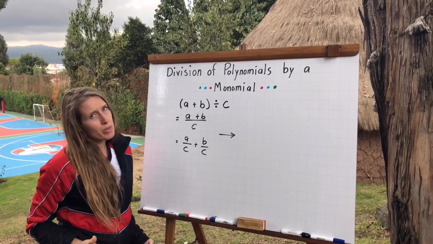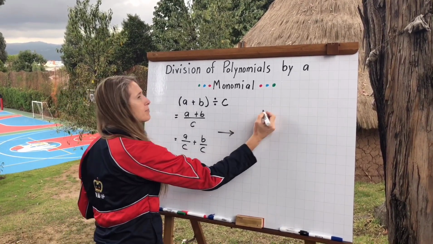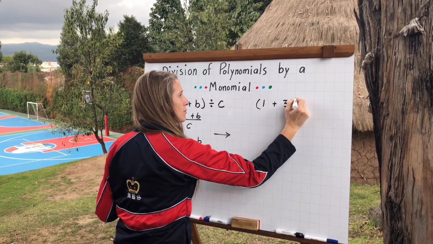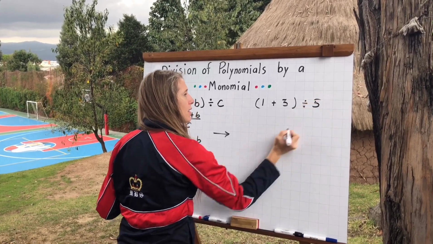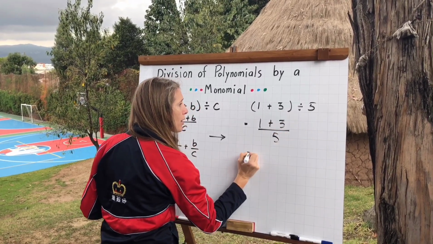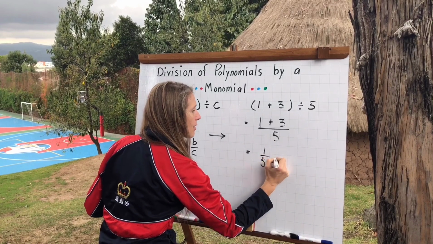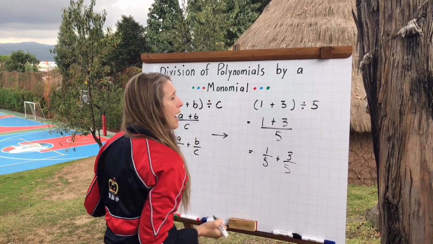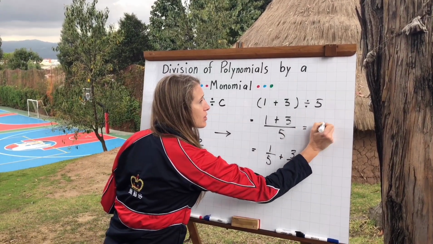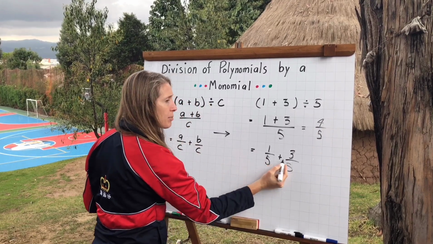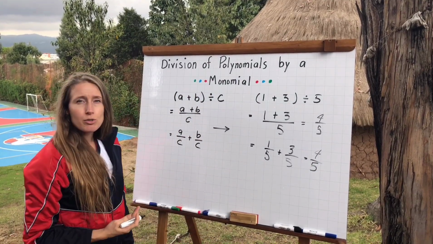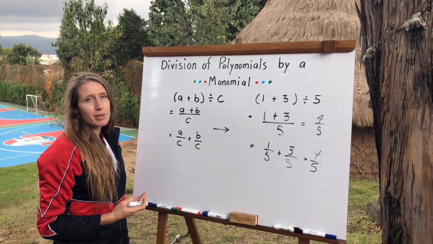So what does this look like with numbers? Well, let's use something really simple. We have 1 plus 3 divided by 5. This would be equal to 1 plus 3 divided by 5, or 1/5 plus 3/5. And if you see, if we would add this like a normal fraction, 1 plus 3 divided by 5 gives us 4/5. 1/5 plus 3/5 also gives us 4/5. So this is the principle that we're going to use for division of polynomials by monomials.